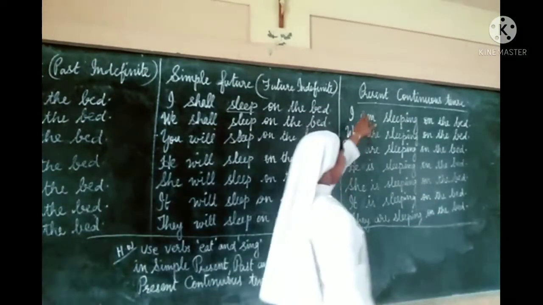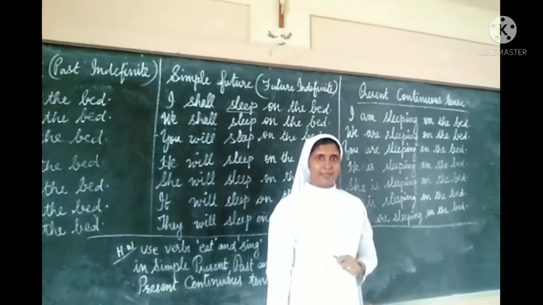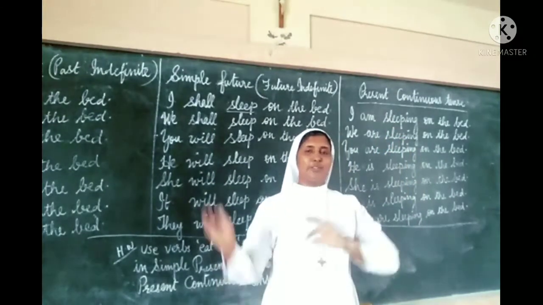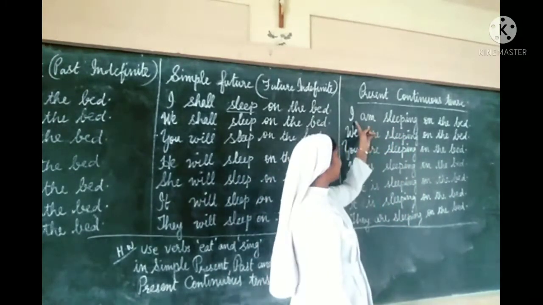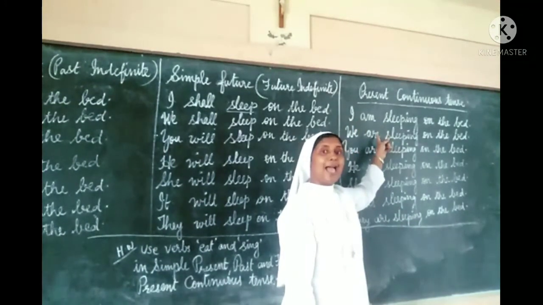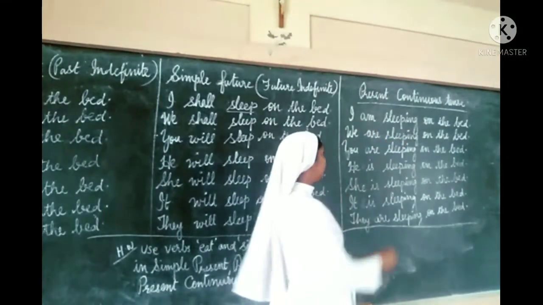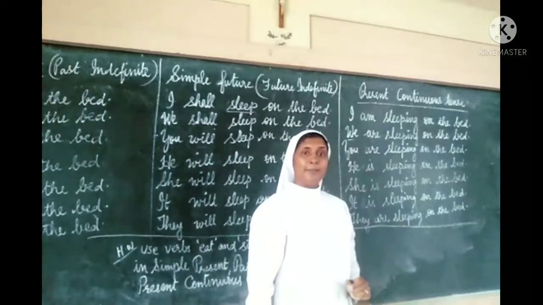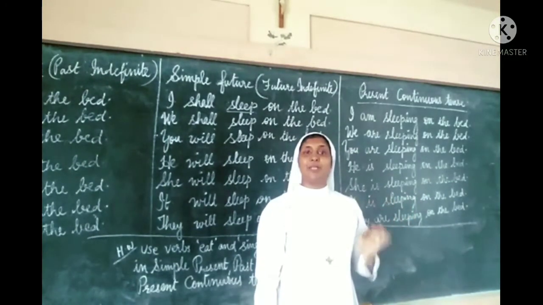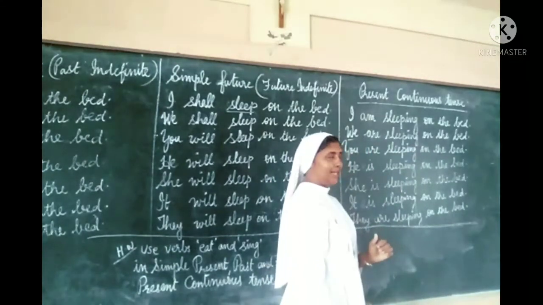Alright? So here it is present tense, so the helping verbs will be in present tense. Then we will use the ing form of the verb. We will use the same verb sleep. Along with I, the helping verb is am. I am sleeping on the bed. We is plural, therefore along with the ing form of the verb we have the helping verb are. We are sleeping on the bed.